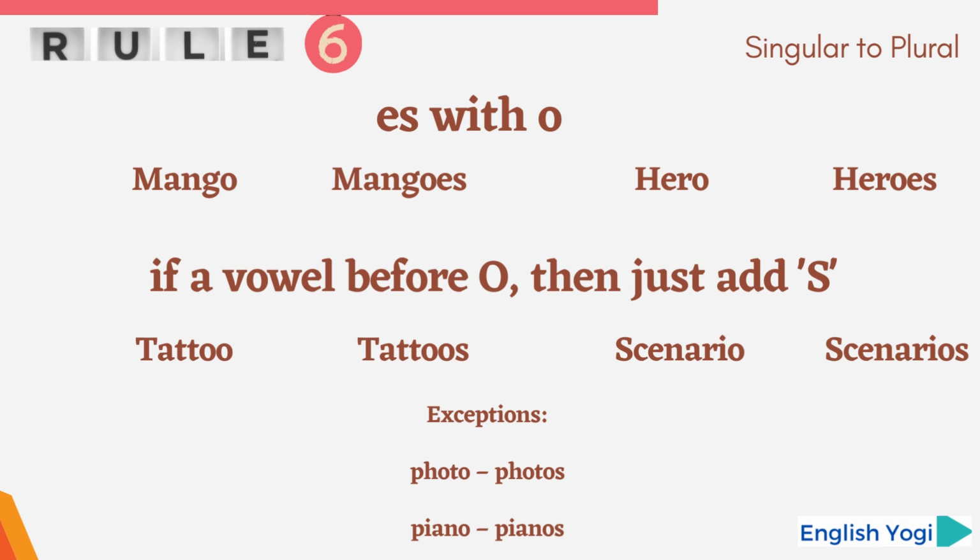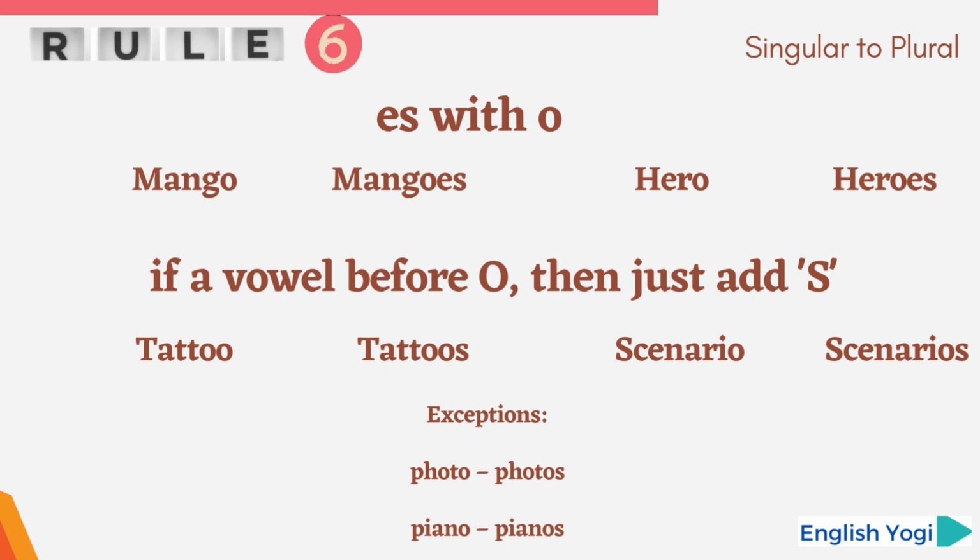The next rule about number is that we use es with o. If we find o at the end of a word, we use es to make that singular word plural. For example, mango: in that word we can see o at the end, so we use es. Similarly, the second example is hero, which becomes heroes in the plural. And the rule adding to this previous one: if there is a vowel before o, then just add s.